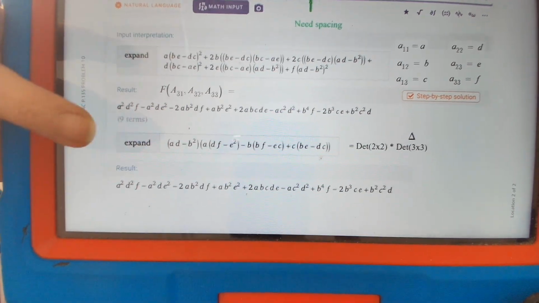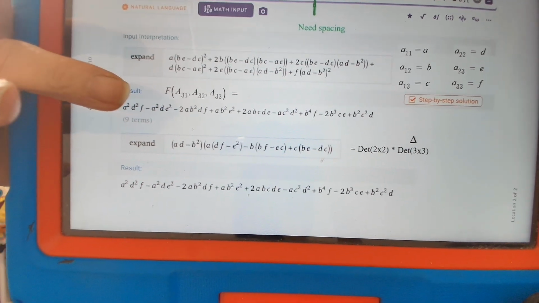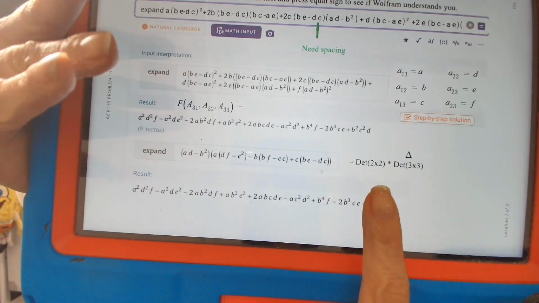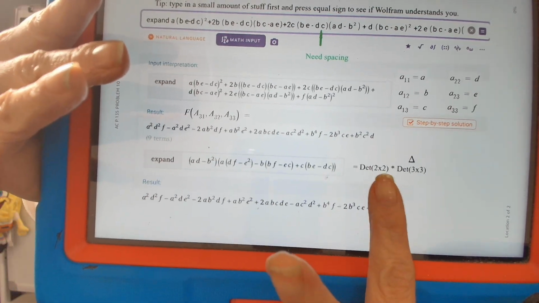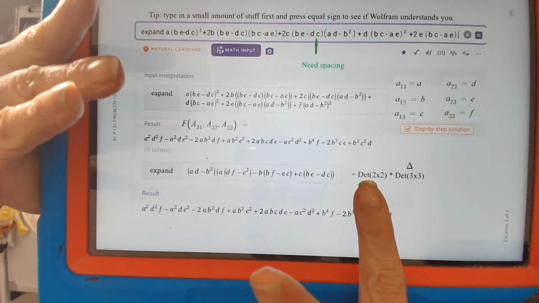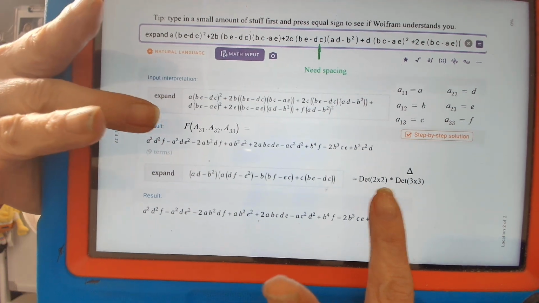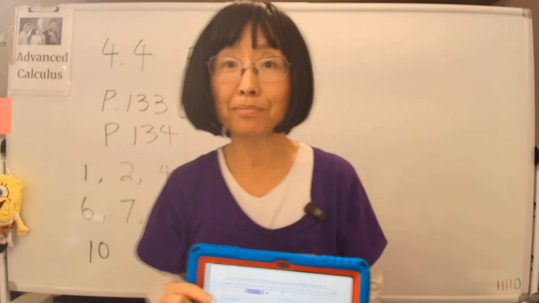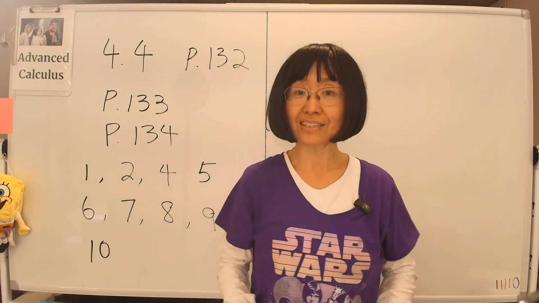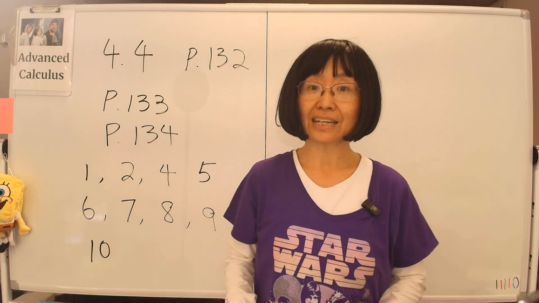Isn't that impressive? So then I proved that this is indeed equal to the 2 by 2 determinant times the 3 by 3 determinant. And being that this is positive, and this is positive, that means the 3 by 3 determinant is indeed bigger than 0, and that is the end of this section.